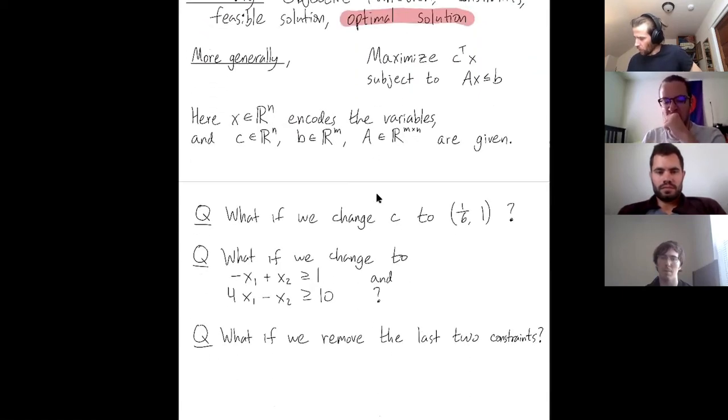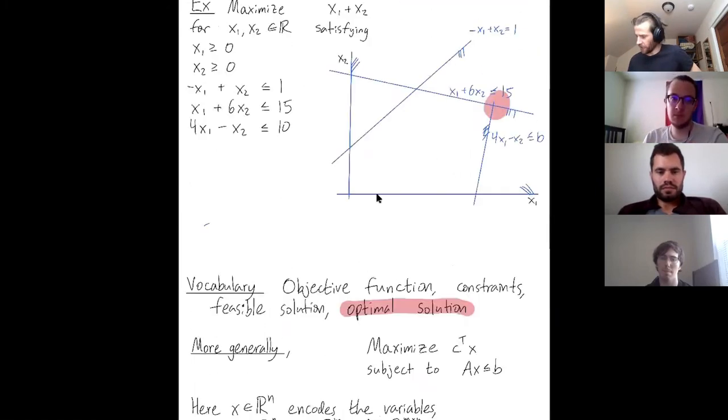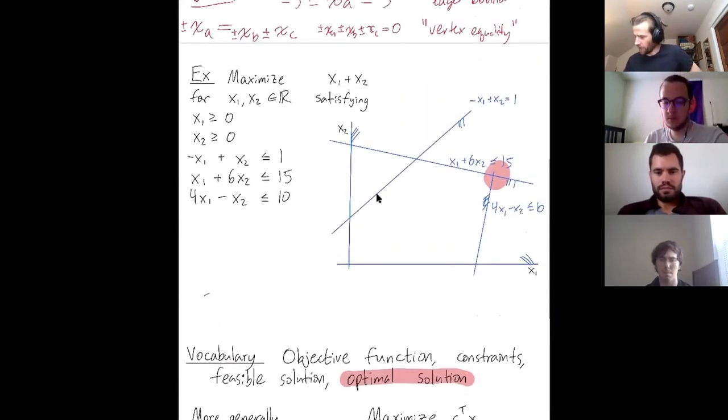All right, what if we remove the last two constraints? This last question here. So what if we got rid of these constraints? All right, so now this line's no longer there, and this line's no longer there. Okay.